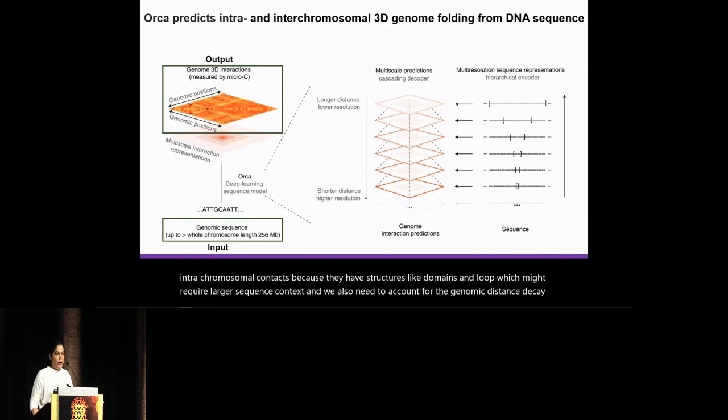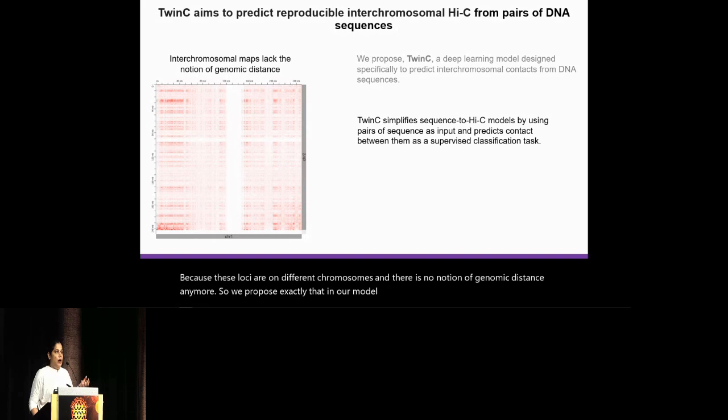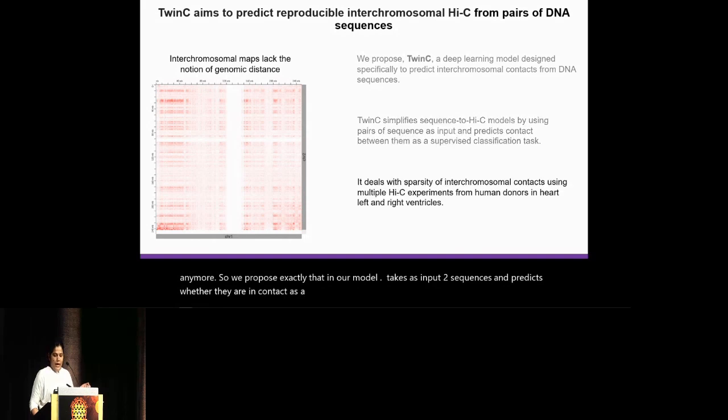But when we're talking about interchromosomal contacts, we can get rid of a lot of these things and simplify the model considerably because these loci are on different chromosomes and there's no notion of genomic distance anymore. So we propose exactly that in our model TwinC. TwinC takes as input two sequences and predicts whether they are in contact as a supervised classification task. And we deal with the sparsity of interchromosomal contacts using multiple Hi-C experiments from human donors.